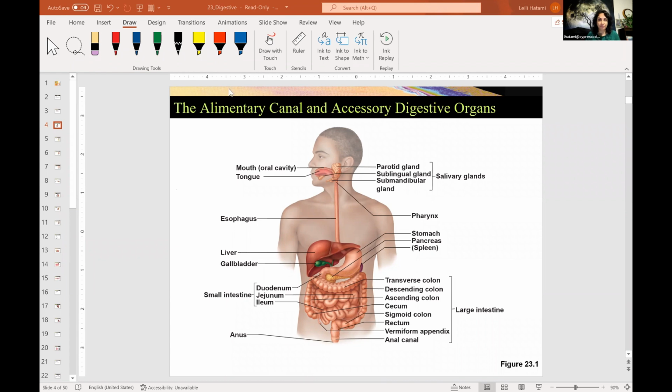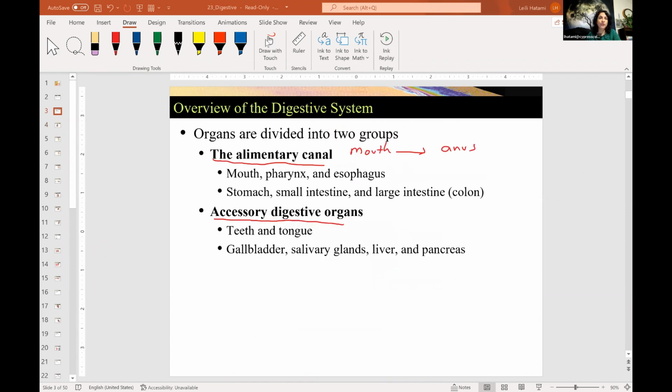So here, make sure you know the organs which make up the alimentary canal: mouth, pharynx, esophagus, stomach, small intestine, and large intestine. Also, there are some other organs which help with digestive functions. There are organs like teeth and tongue, which help with mastication or chewing. There are some glands like the salivary glands, liver, and pancreas, which produce and release different types of enzymes and products for digestion of different types of macromolecules.